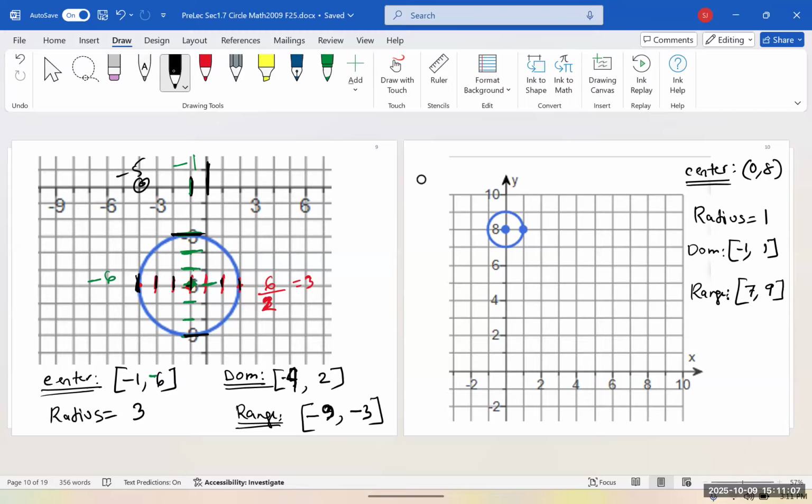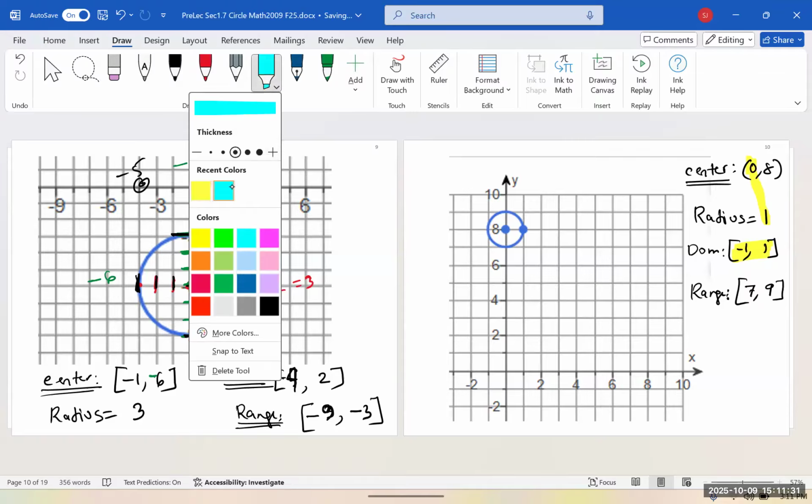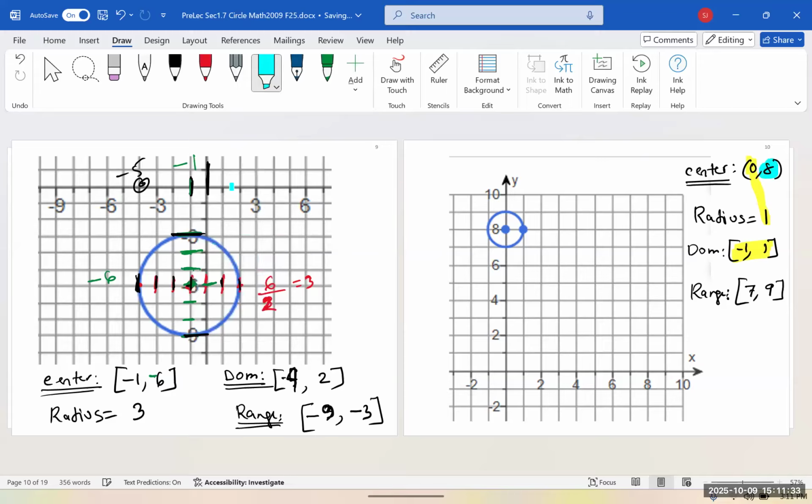Any question? So even without seeing the graph, you can actually figure out the domain and range easily. For domain, all you have to do is take your x value and add and subtract your radius. Sorry, add and subtract the radius. For range, you take the y value and add and subtract your radius from y.